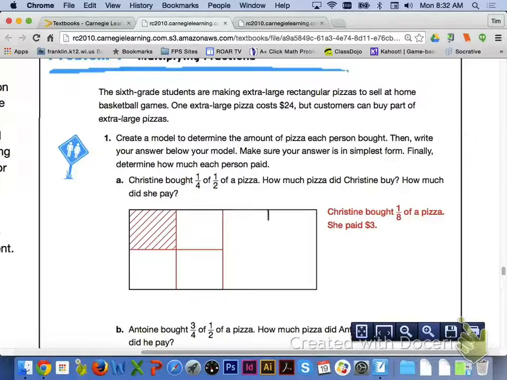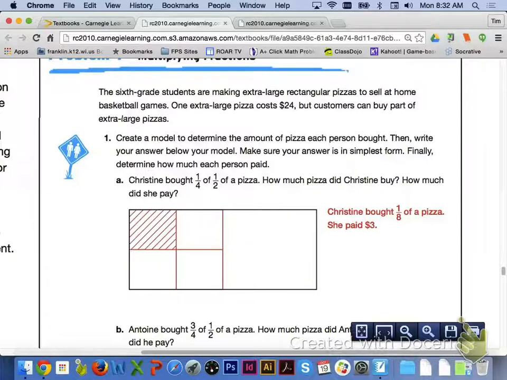If we think about the other half of the rectangle, it would also be equal to 4/8. So we have 8 equal sized parts that make up the entire rectangle, and like we said, 1/8 is represented for how much Christine bought. Now we just have to determine how much she paid.